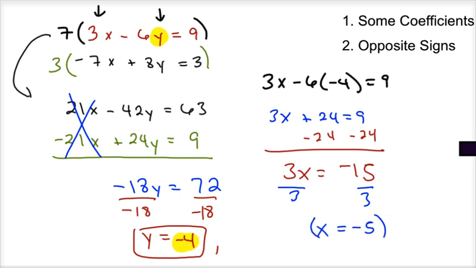And again, the x coordinate and the y coordinate, so negative 5, negative 4, is my point of intersection. And you should write it as an ordered pair.